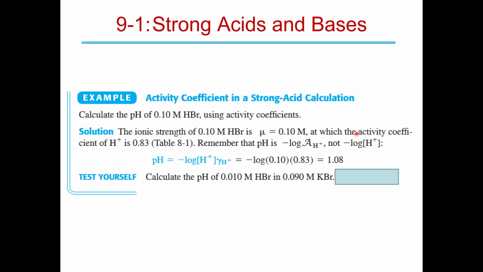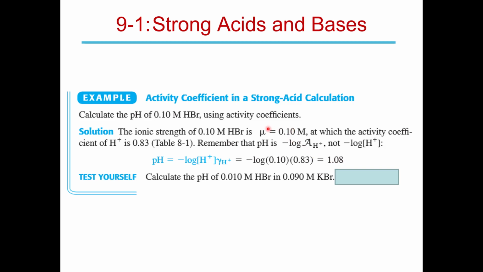So we look up the activity coefficient from the table in Chapter 8, Table 8-1, and we figure out that the gamma value for H+ is 0.83. Now we need to remember that with this fancier definition, closer to what a pH meter would actually measure, the pH is equal to the negative log of the hydrogen ion activity. So we take the negative log of the hydrogen ion concentration, right? Activity is concentration times the activity coefficient. Our concentration is 0.1 molar for the H+, 100% dissociation. Then our activity coefficient is 0.83, and so we would get a pH of 1.08.